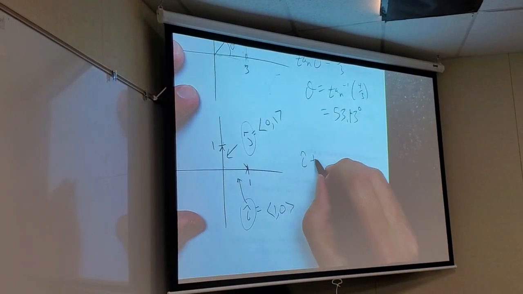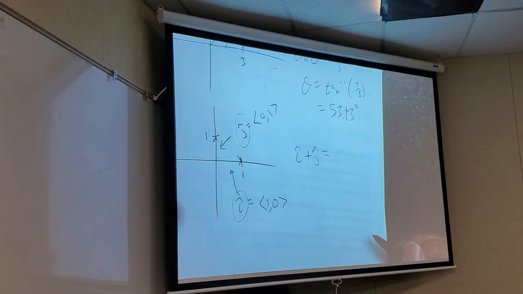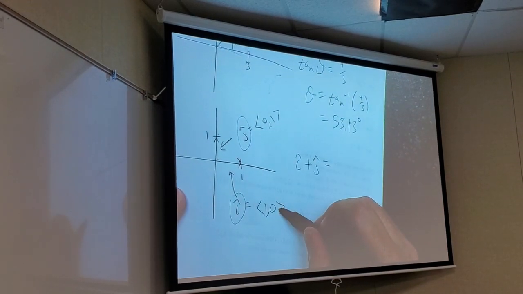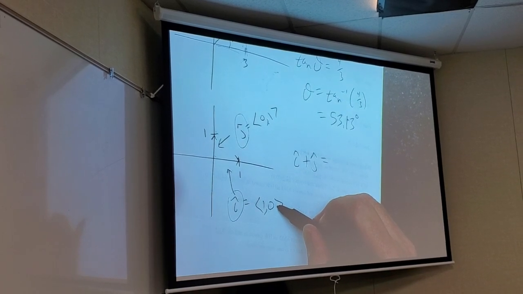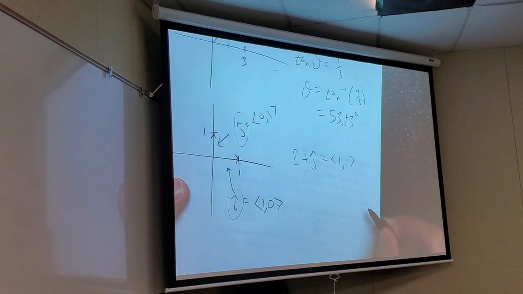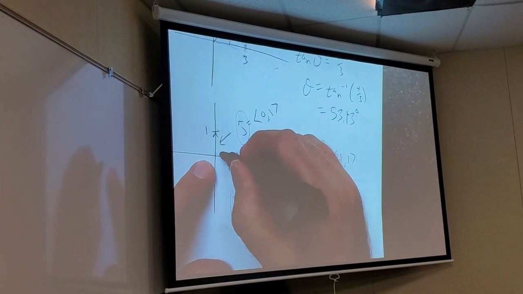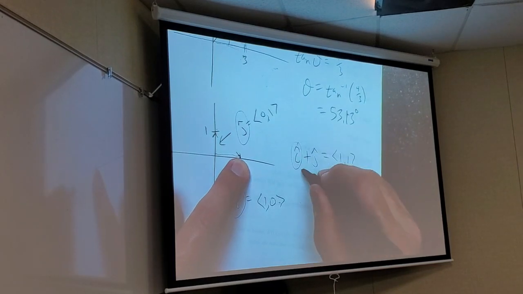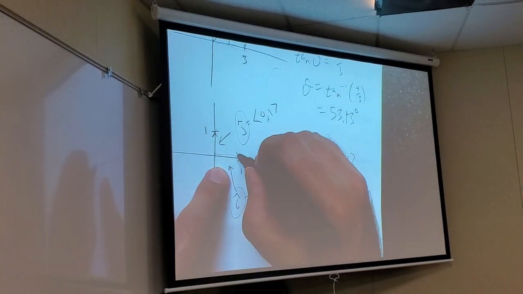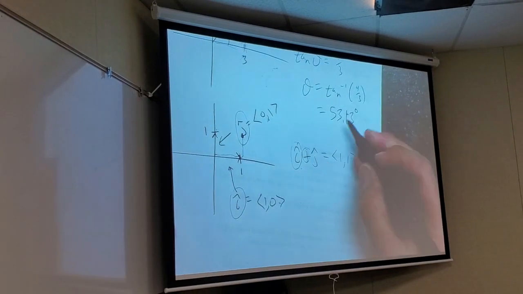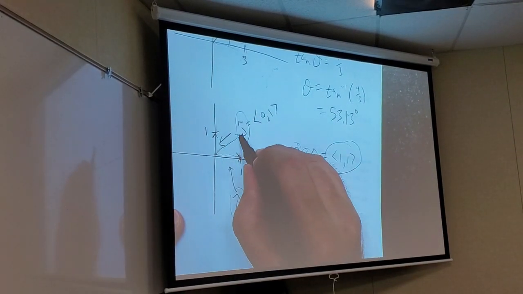Can somebody tell me what I hat plus J hat would be? What would your gut tell you? I hat plus J hat. 1, 1, exactly. What does that mean? If I walk 1 block over, that's this, plus I walk 1 block up. Where am I at now? 1, 1. And that's exactly the answer.